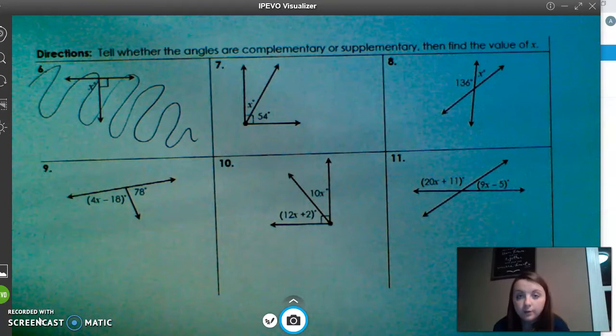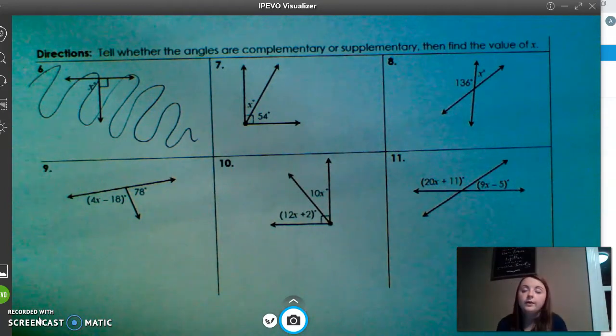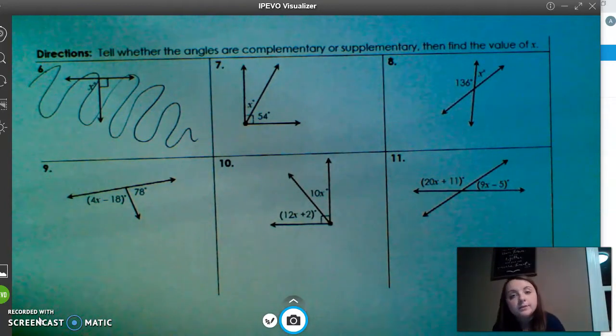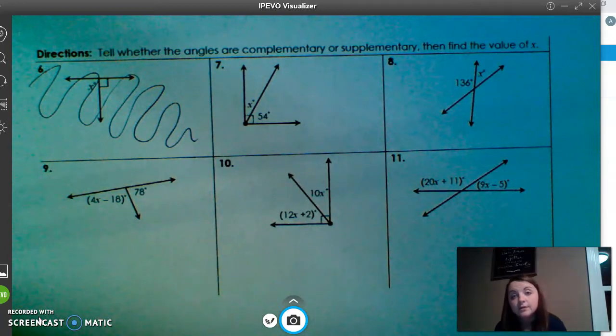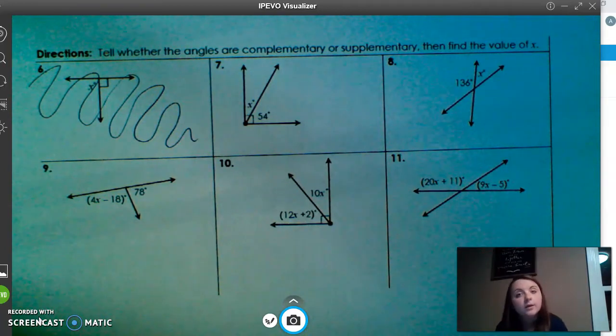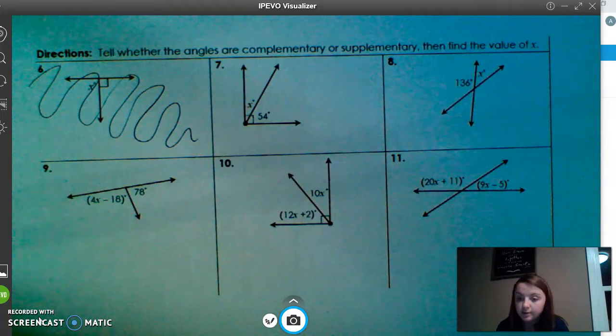So if you're at home, again, without internet, you are going to write your answers on a piece of paper, take a picture, send it to me. You're not going to write on this, you can't. If you're at home with internet, you're going to go to assessments and you're going to do the work and enter it into assessments. Okay?